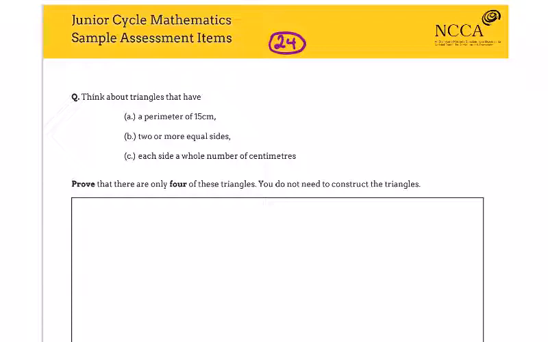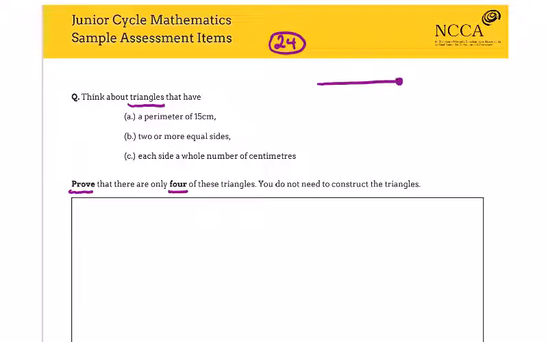In assessment item 24, we're asked to think about triangles, and you can see here in bold we're asked to prove. So for those really high level mathematicians, you're going to be asked to prove something. So they're testing, can you take your time? Do you know something about the question that's being asked? Think about triangles.